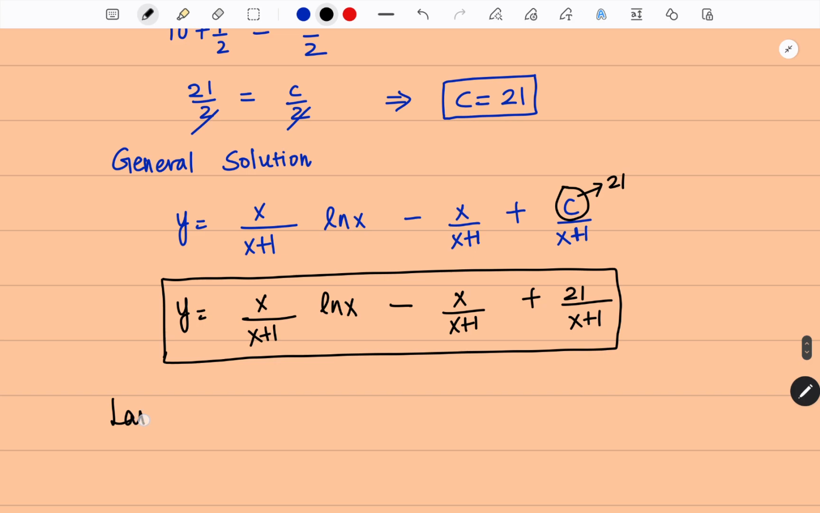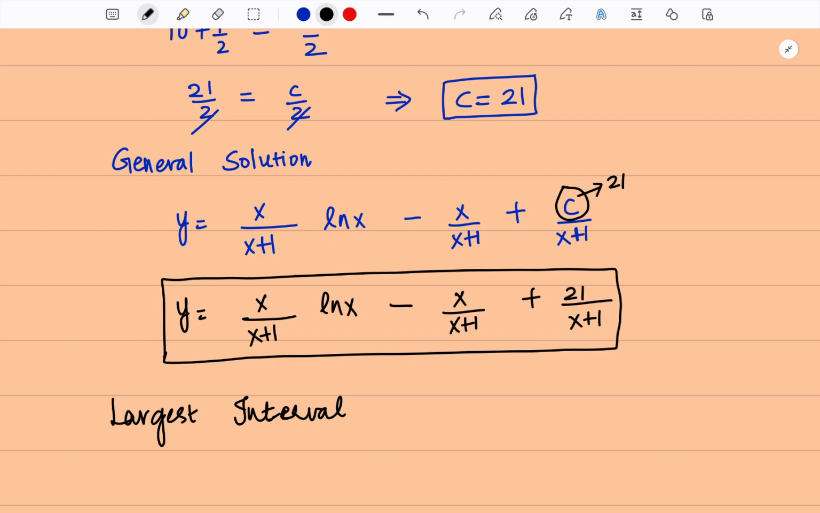You are going to find out the largest interval. Largest interval means the interval on which the solution is defined on the real line. Last problem I said e to the power of something is defined for all real numbers.